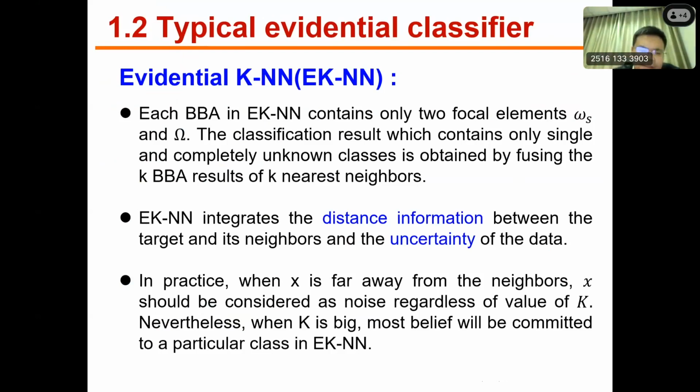Nevertheless, we find there is a particular case if the object is very far from the neighbors. For example, if one object is very far from the training data, usually it should be considered as an outlier or noisy data.